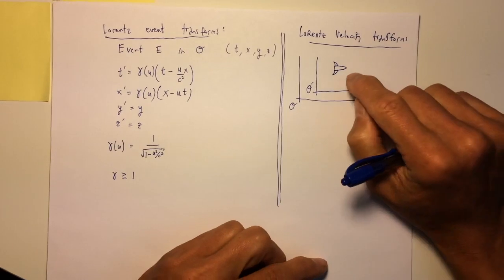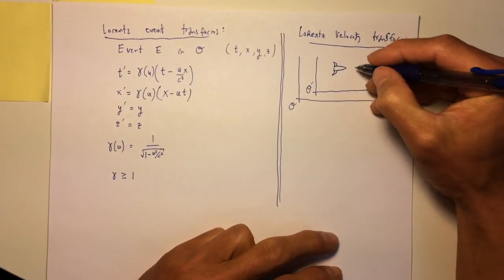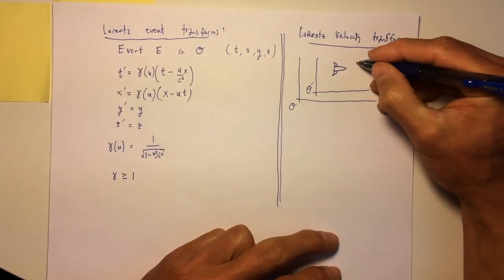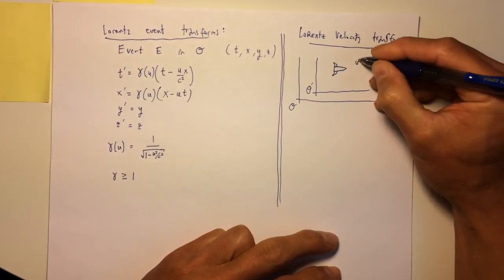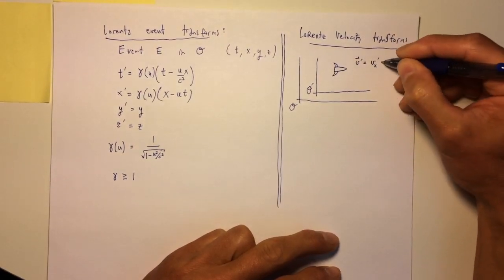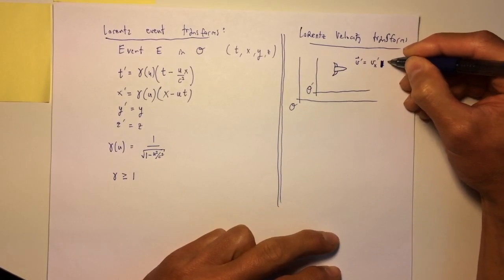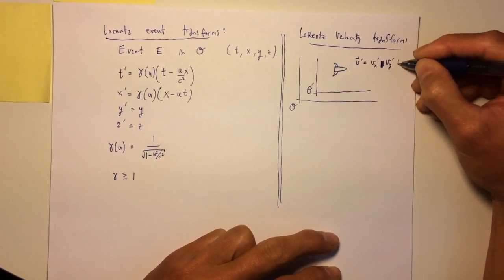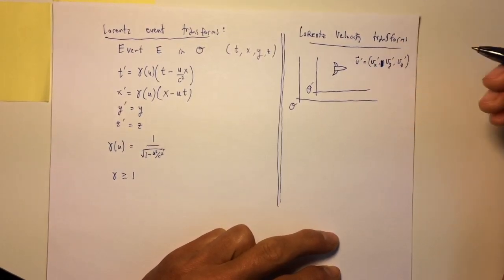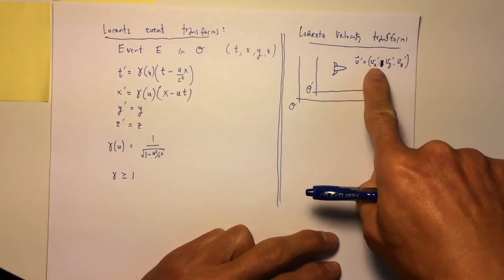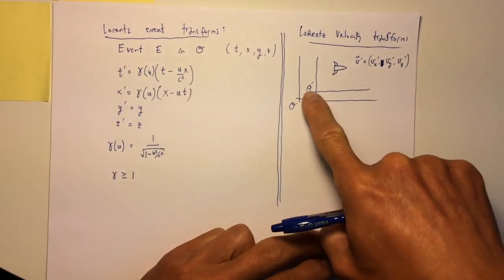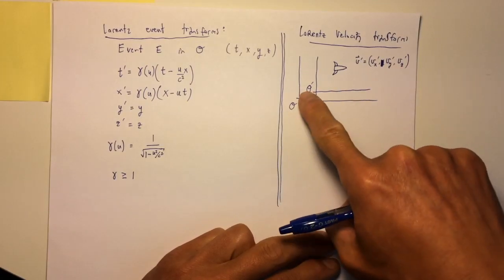So this rocket ship will be measured by O prime to have a velocity v prime, which is a vector, equal to (vx prime, vy prime, vz prime), like this, right? We'll say that this is the x component of the velocity as measured by the O prime frame, the y component as measured by O prime, z component as measured by O prime.